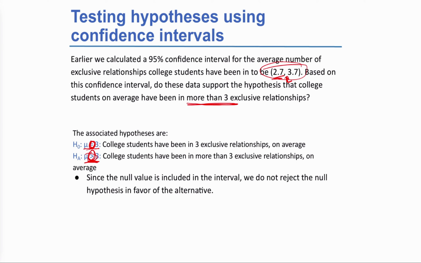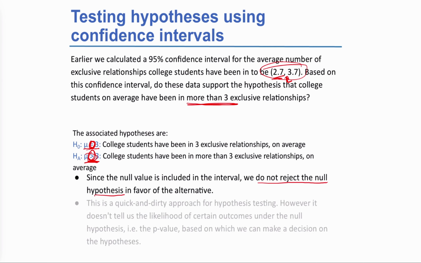The hypothesis test equivalent of that is, since the null value is included in the interval, we do not reject the null hypothesis, right? So the equivalent of it's in the interval, we don't have evidence, is we do not reject the null.